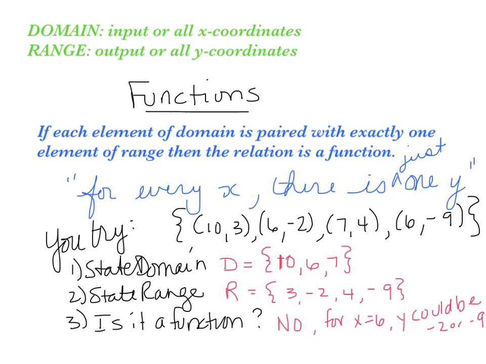And then I said, no, it is not a function, because I looked and I said, wow, when x was 6, y could be either a -2 or a -9. So that does not satisfy this requirement for every x, there's just one y. So I'm going to say, no, it's not a function. And we're done with that question. Let's try some more on the next page.